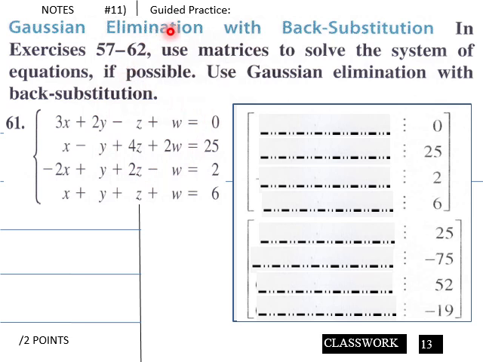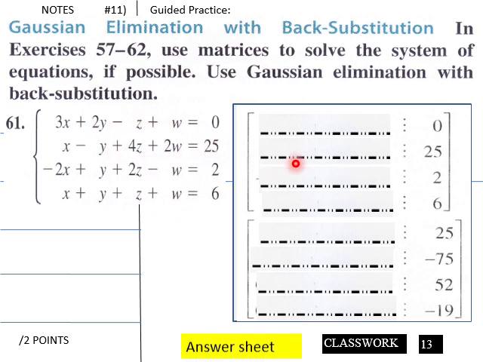Okay, so let's go into our guided practice here. In these exercises, use matrices to solve the system of equations if possible. Use Gaussian elimination with back substitution. So here is our original system.